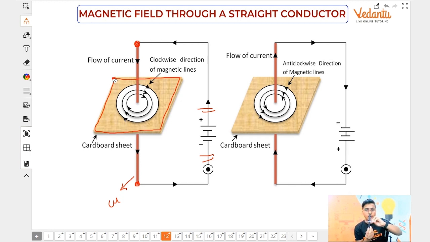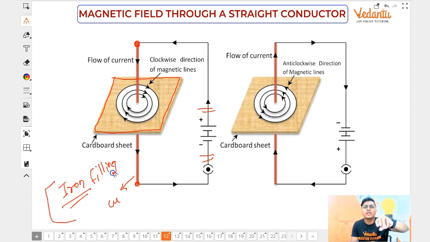Now on this particular cardboard, we will put lots and lots of iron filings. Iron filings means powder of iron. I believe all of you know what iron is, correct? Iron, or any other metal which has very good magnet pulling capability. So I'll take iron filings and just pour them on the cardboard. Now why are we doing this? That's the most important thing. Why are we studying this?